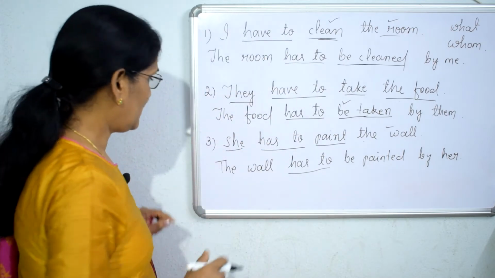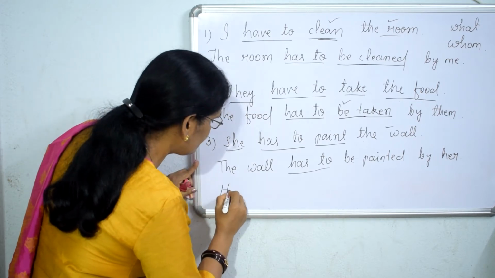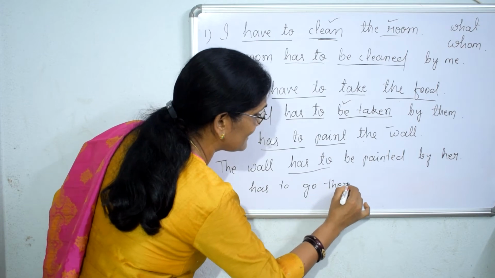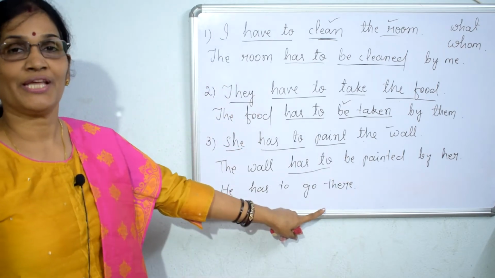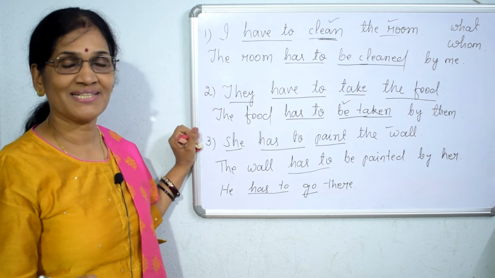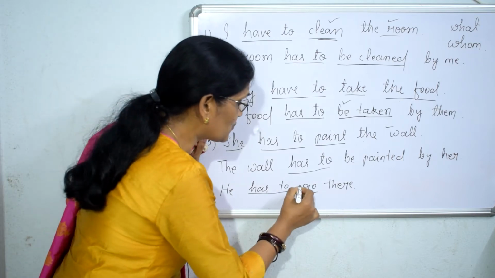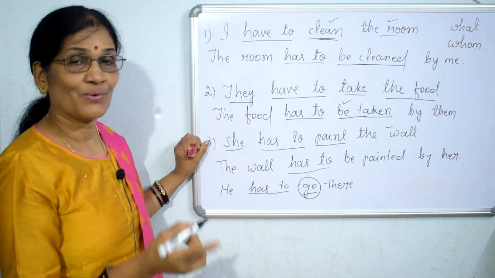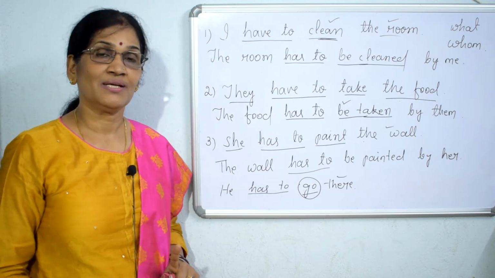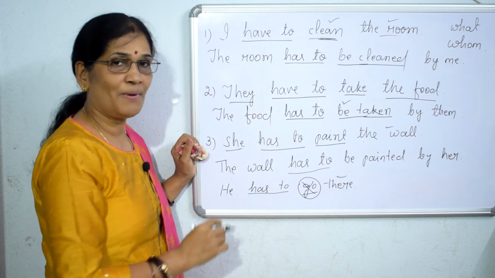Another example. He has to go there. Has to is written, and go is the verb. Ask the question: go what? Does an answer come? No. Go whom? No. That means it is not a transitive verb. Go where? Go there. The verb go answers the question where, so it is not transitive. We can't change the sentence into passive.